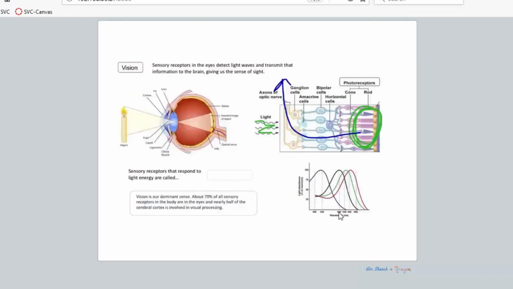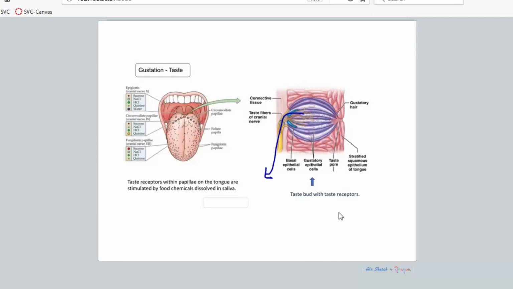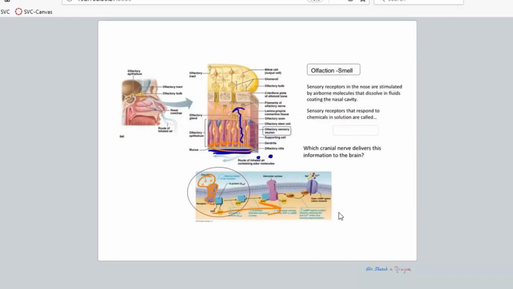Something I passed up on here, oh no, I haven't yet. I did here. Yeah. So sensory receptors that respond to chemicals in solution. These odor molecules have to dissolve in mucus before they can stimulate the receptors. So what do we call these types of receptors where we first have to dissolve these chemicals in solution?